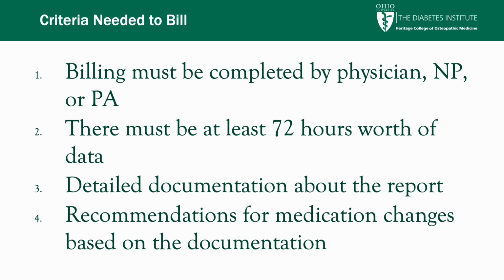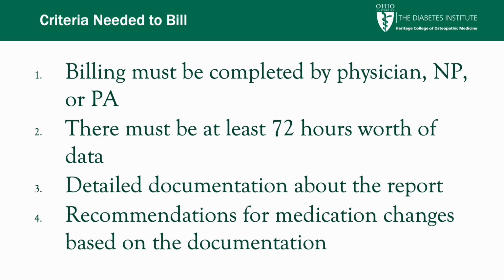The other thing that needs to be included are any recommendations for medication changes that are being completed. So the patient's blood sugar goes high after a meal, so you decide to increase their mealtime insulin because that's the pattern you saw on the ambulatory glucose profile. Or the patient dropped low overnight, so I'm going to decrease their long-acting insulin to prevent hypoglycemia.